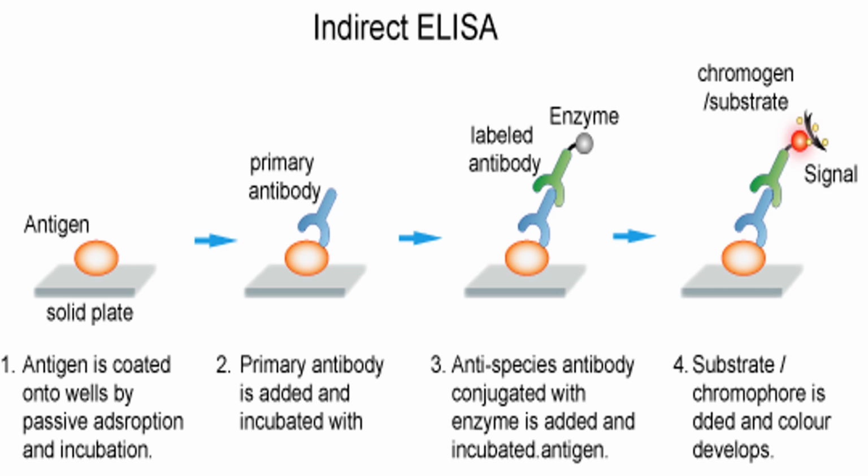So on the solid plate, the antigen is coated by the passive adsorption followed by the incubation, and then we add the sample. The sample contains the primary antibody, then again we incubate and wash, and then anti-species antibody conjugated with the enzyme is added and incubated and washed, and later the substrate is added and the color develops.